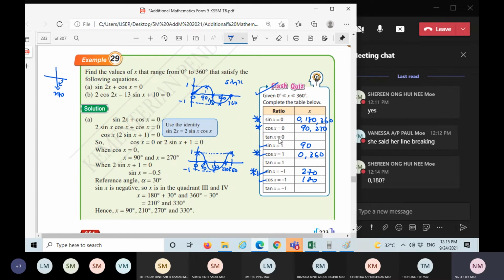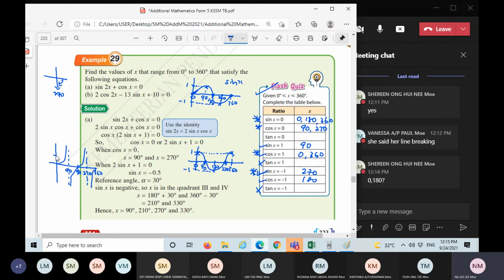Okay, next will be the tangent graph. For tangent, I think this one no need and this one no need. For tangent, 1 and -1 is not the special angle. Because the tangent graph is something like this. This is 90. This is 270, the asymptote. This is 180. Correct. This is 360. Okay, so the graph is something like that.